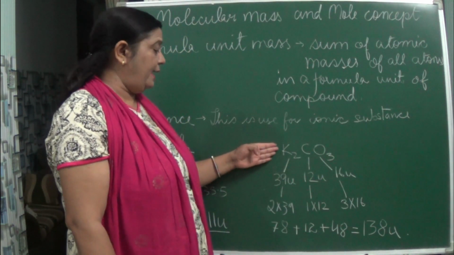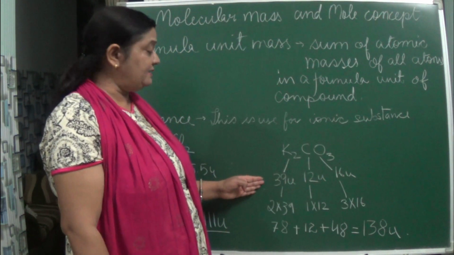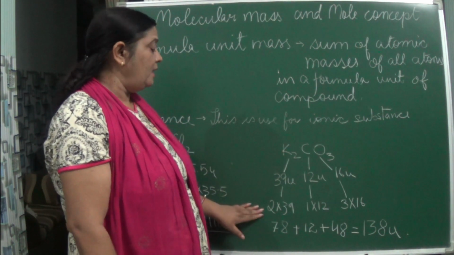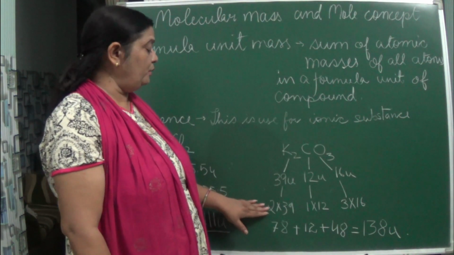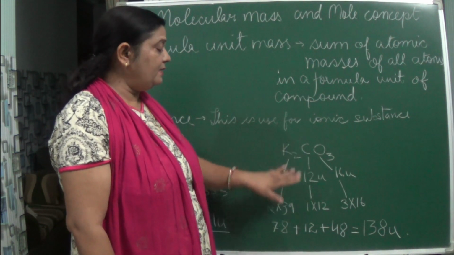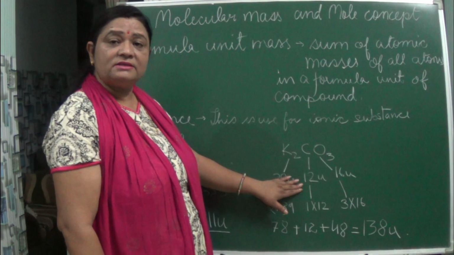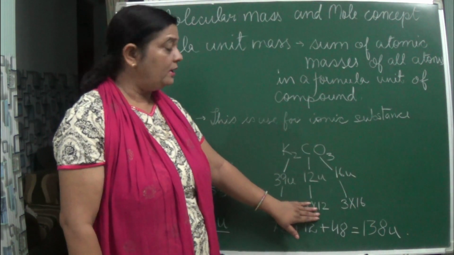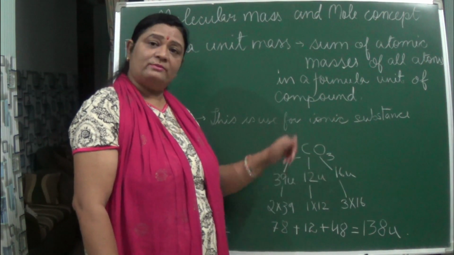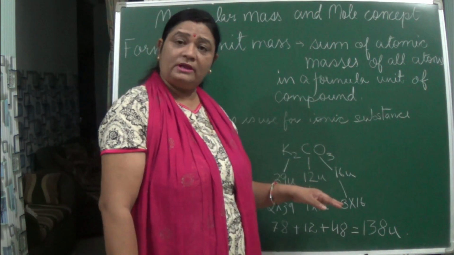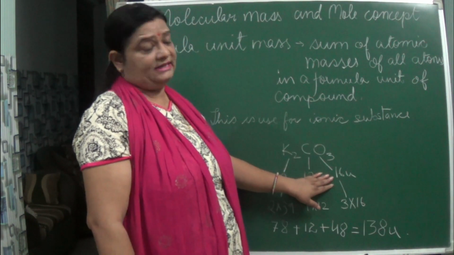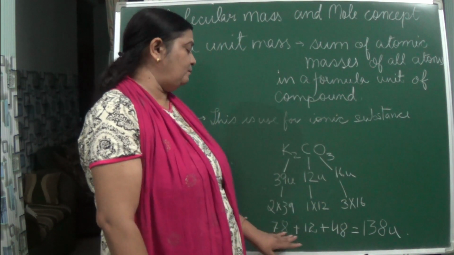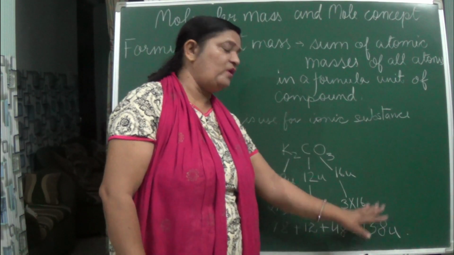Like that you can take it for potassium carbonate also, K2CO3. Here K atomic mass is 39. But here 2 atoms of potassium are present, so what you will do? 2 into 39. Carbon is only 1, atomic mass is 12, so 1 into 12 becomes 12. Now oxygen 3 atoms are present, and for 1 atom the atomic mass is 16. So for 3 into 16 you will get 48. 78 plus 12 plus 48, that is 138.